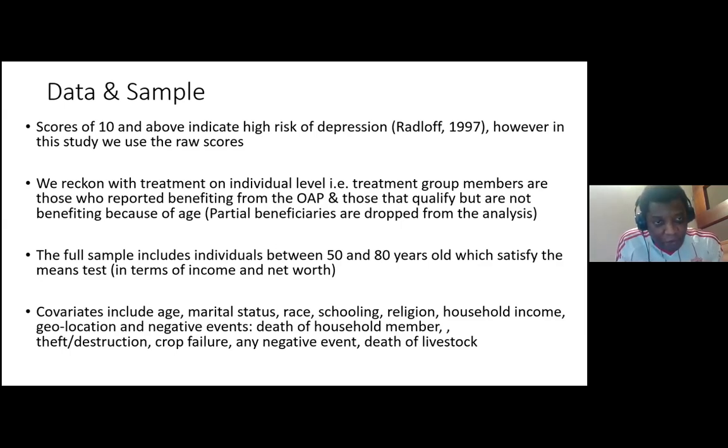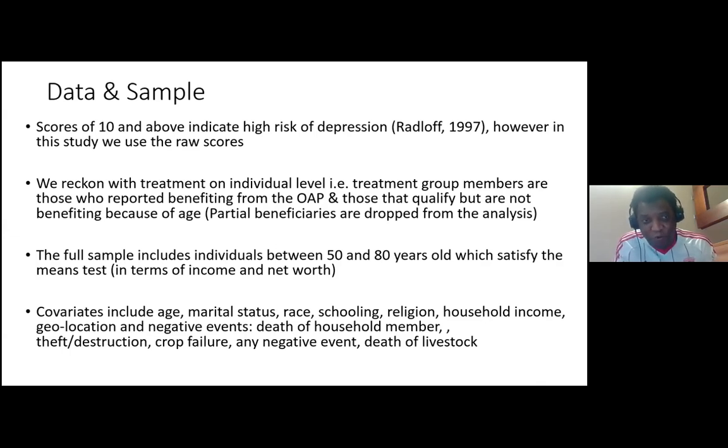So in terms of the sample, this point is important. We reckon with treatment at the individual level, i.e. the treatment group members are those that reported benefiting from the old age pension. So we did not use the condition of being over 60, because that would mean we're talking about the intention to treat, since not everybody over 60 is actually benefiting from the old age pension. So that's for the treatment group.